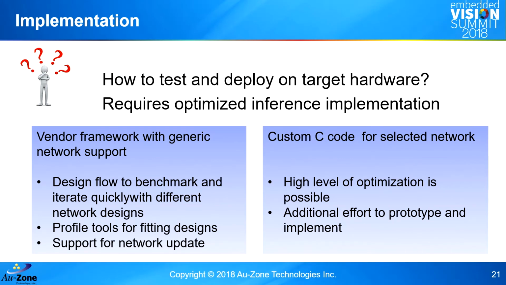There are a number of vendor tools out there that will take the output of TensorFlow or Caffe and target an end device. The advantage of these tools is they support different types of networks. You can iterate more quickly. You can profile on the target device. And in some cases, you can look at incrementally updating the model on the target device as well.